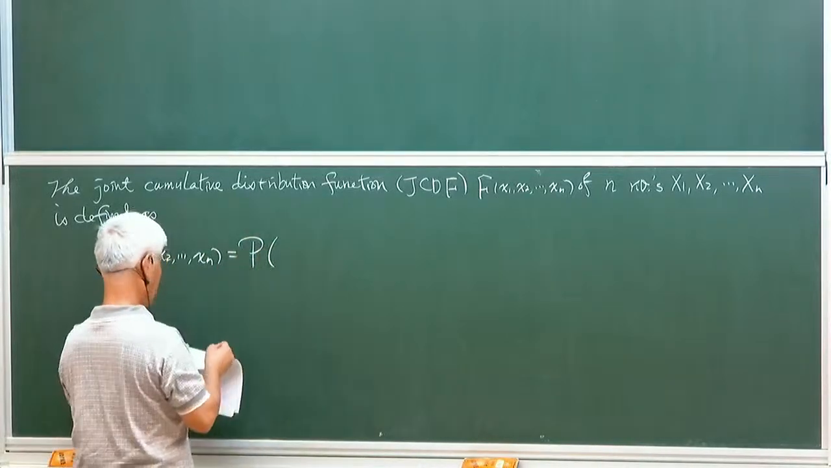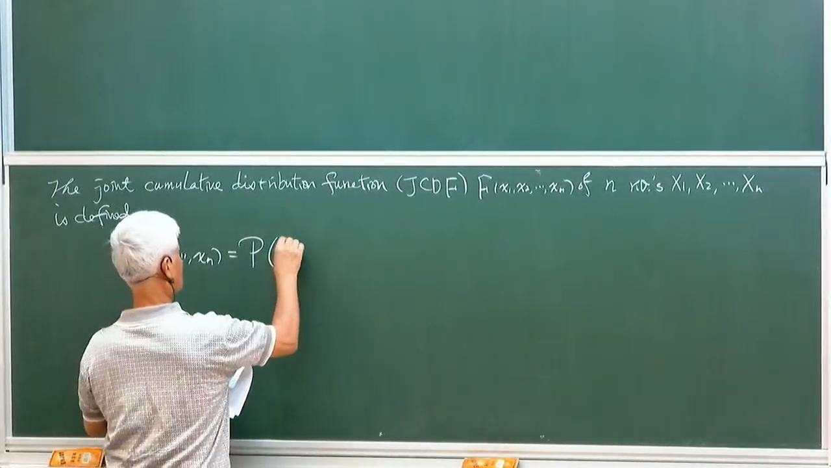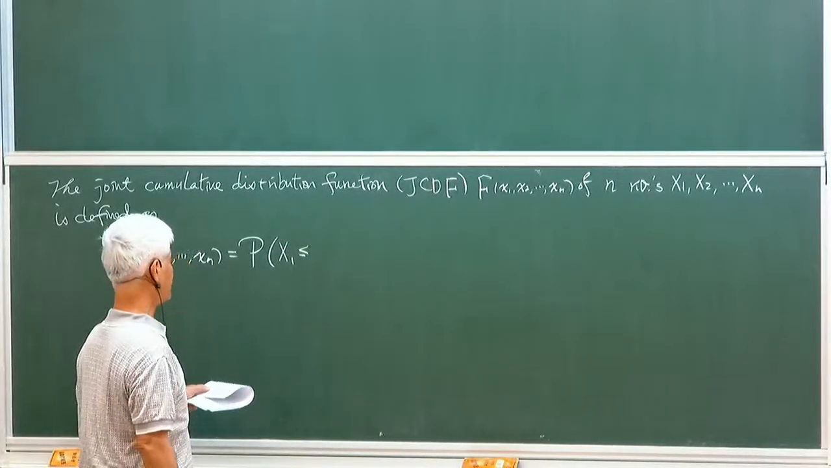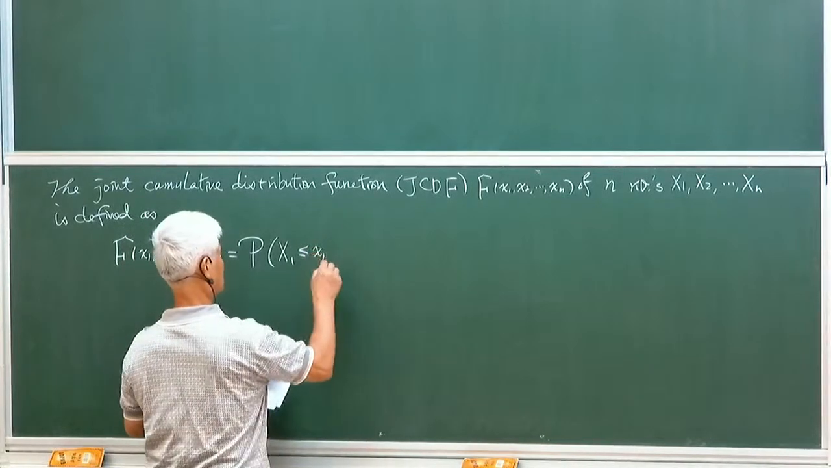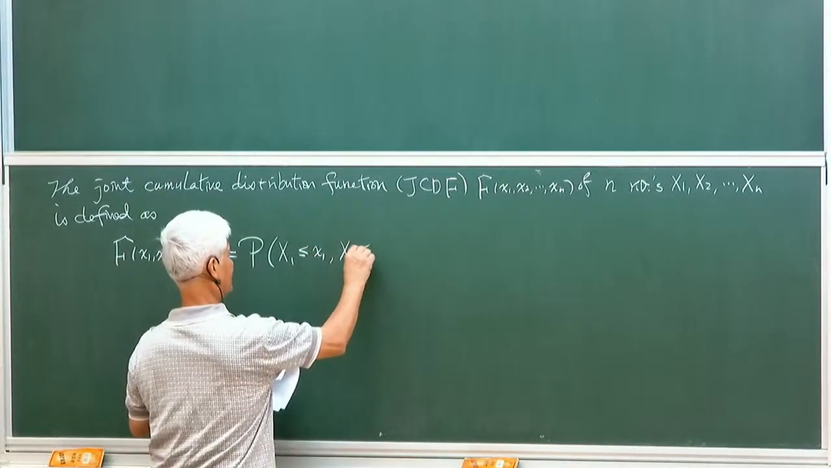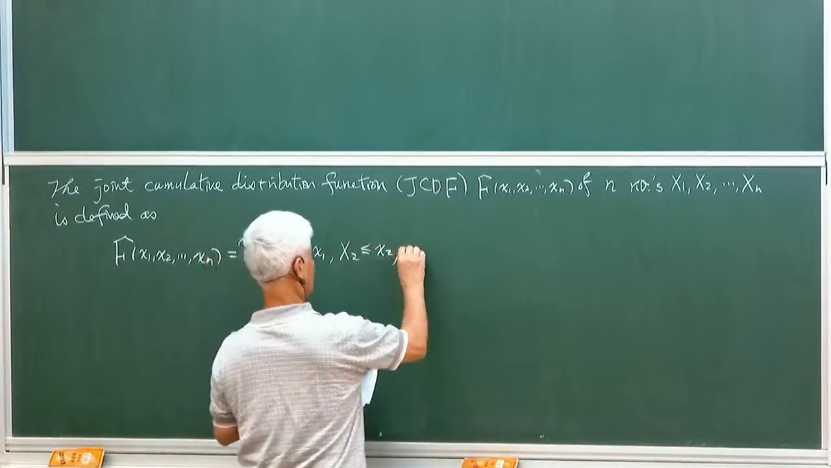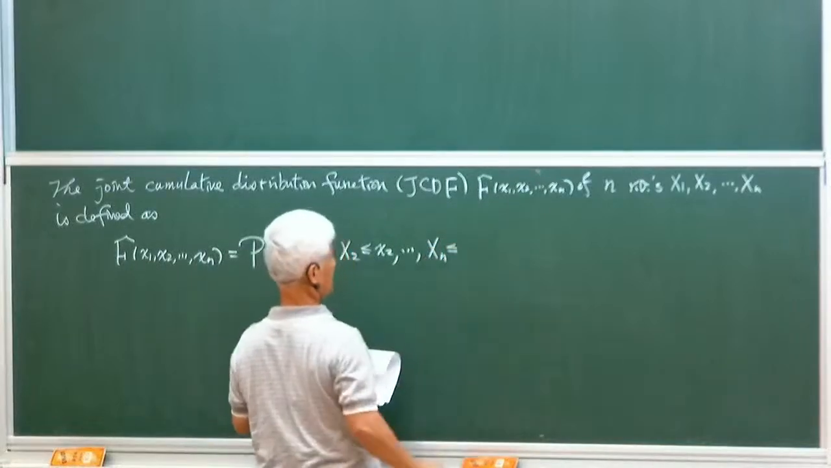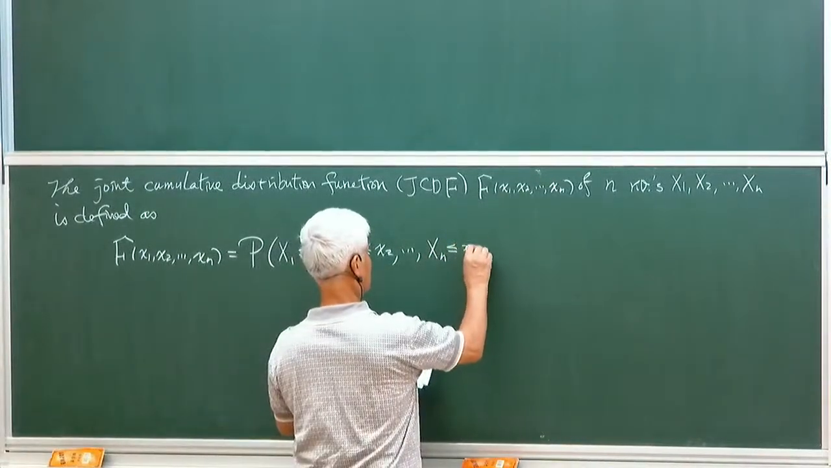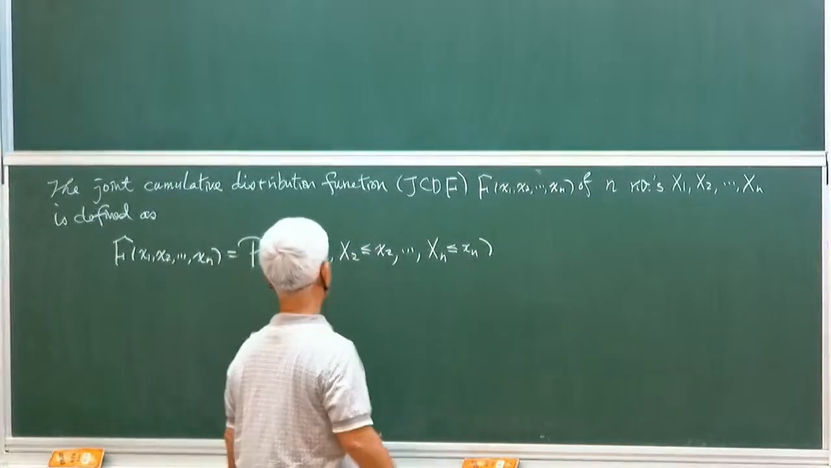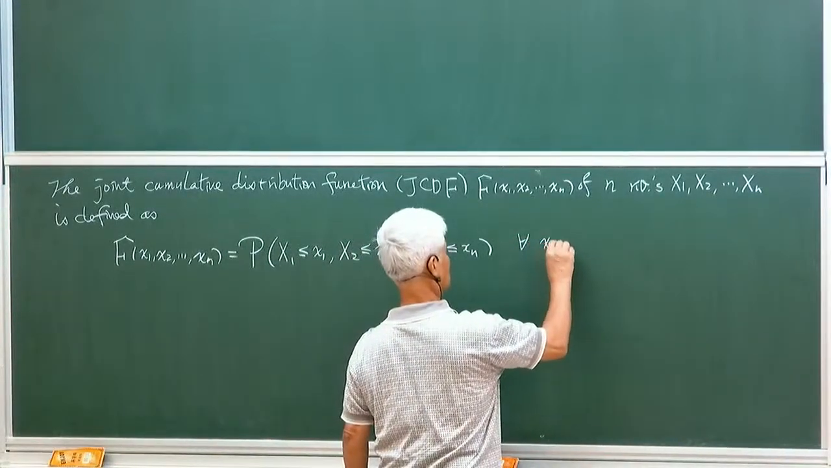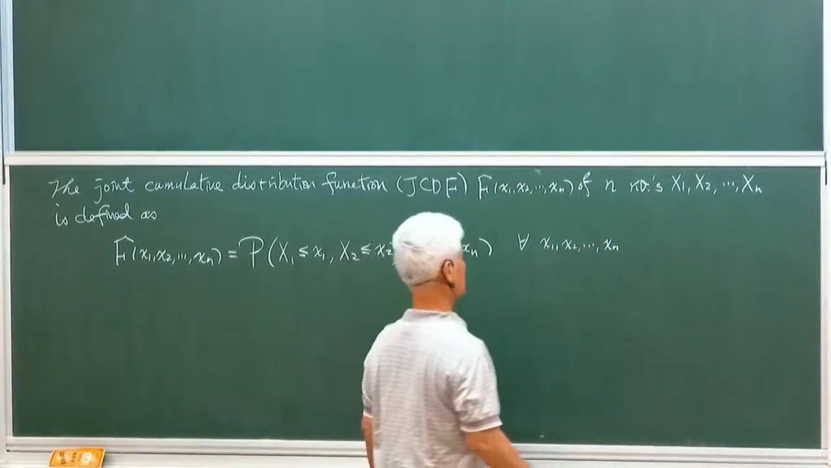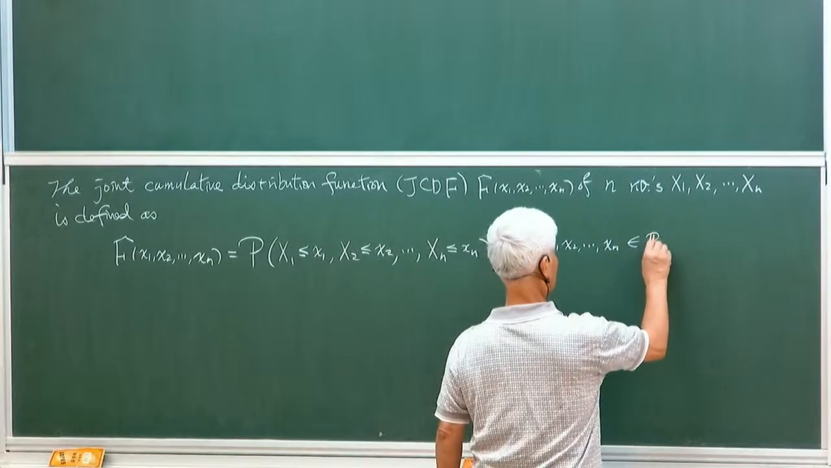So it is the probability of the joint event of X1, the first random variable, is less than or equal to little x sub 1, the second random variable is less than or equal to x sub 2, up to the nth random variable is less than or equal to x sub n, for all variables x1, x2, xn in R.